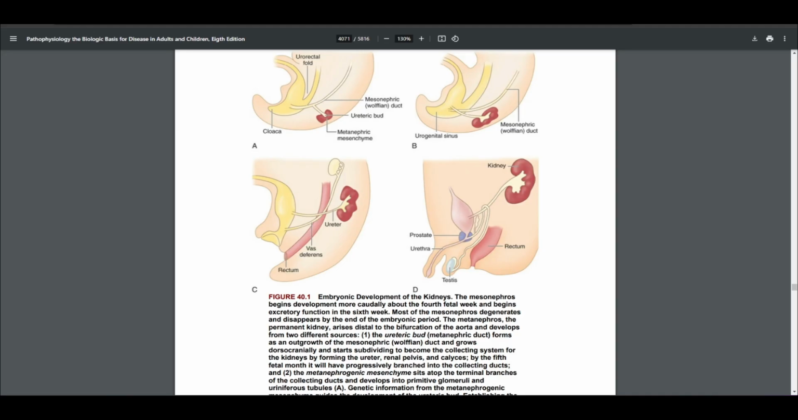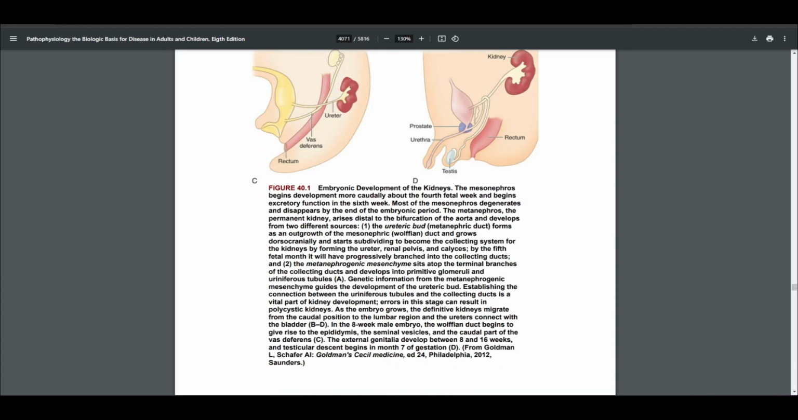By the 5th fetal month, it will have progressively branched into the collecting ducts, and the metanephrogenic mesenchyme sits atop the terminal branches of the collecting ducts and develops into primitive glomeruli and uriniferous tubules. So in picture A, genetic information from the metanephrogenic mesenchyme guides the development of the ureteric bud, establishing the connection between the uriniferous tubules and the collecting ducts. It is a vital part of kidney development. Errors in this stage can result in polycystic kidneys.